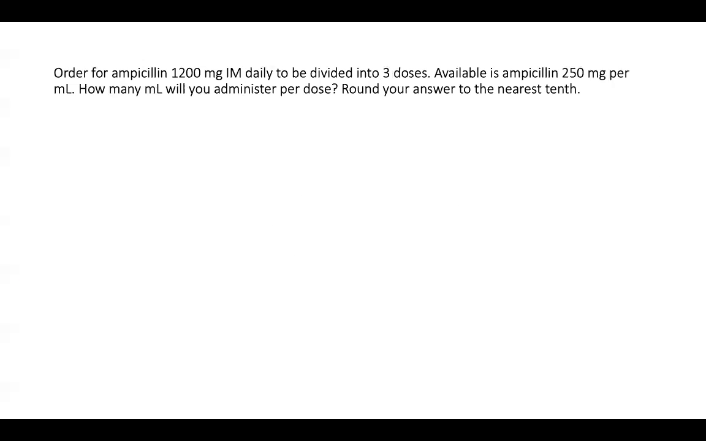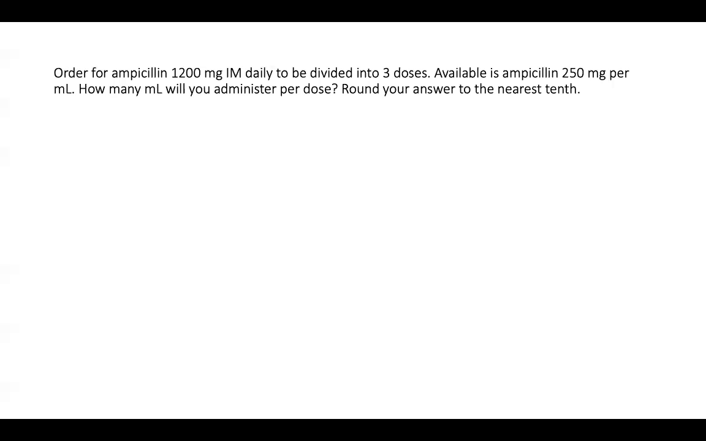This is an order for ampicillin, 1200 milligrams IM daily to be divided into 3 doses. Available is ampicillin, 250 milligrams per milliliter. How many milliliters will you administer per dose? Round your answer to the nearest tenth.